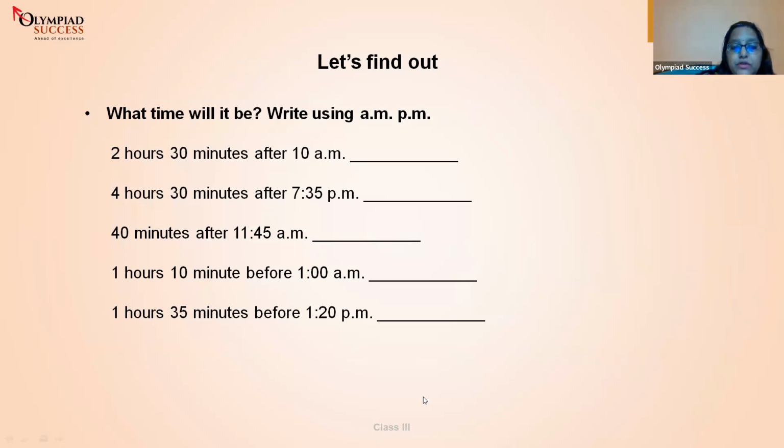You have to denote this time using AM or PM. So let's go with this. 2 hours, 30 minutes after 10 a.m. Can you tell me what will be the time after 10 a.m.? The time will be 12:30 p.m. Yes, absolutely correct. This is 12:30 p.m.